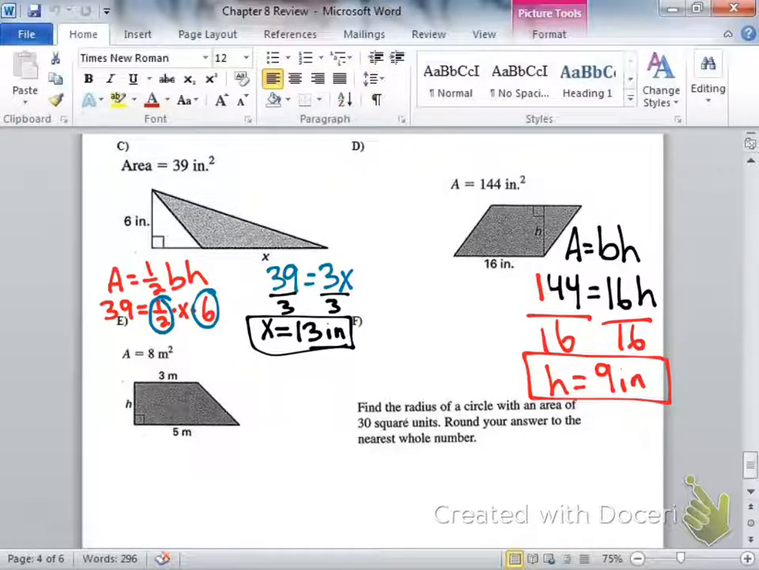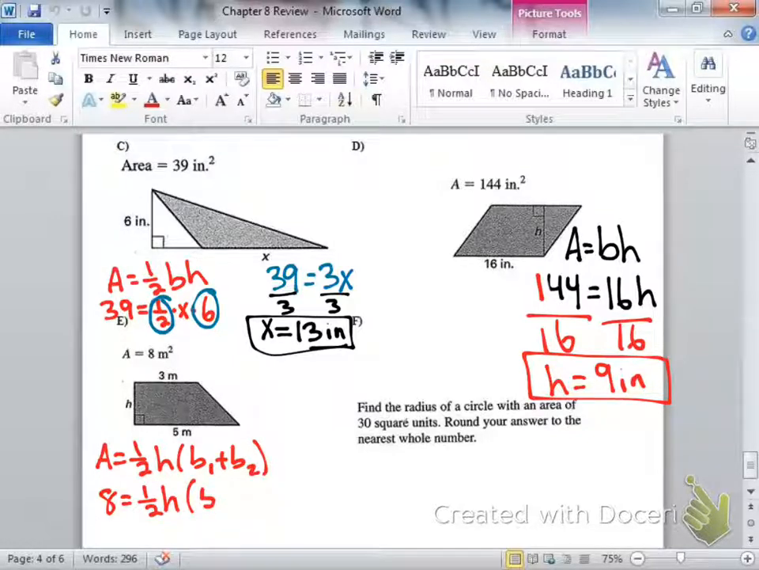Alright, this one is a trapezoid, so we need the area formula for a trapezoid. Plug in what you know, find what you don't know. So we know that the area is 8. We don't know the height. We know one of the bases is 5, and one of the bases is 3.